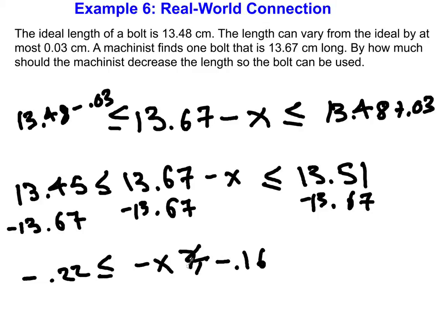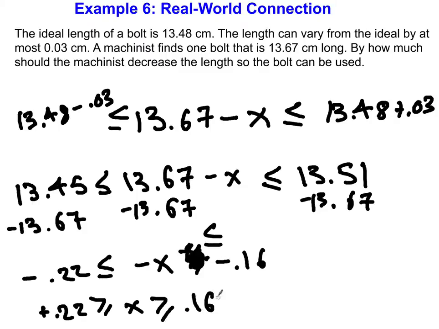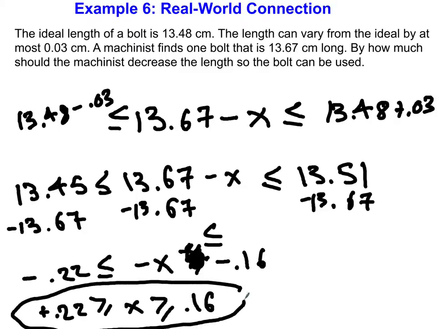Now multiply everything by negative 1. Positive 0.22. You've got to flip the signs. And so you get an x value that's between 0.22 and 0.16 centimeters. If you cut off between that amount, then you're good and you have a bolt that will work.